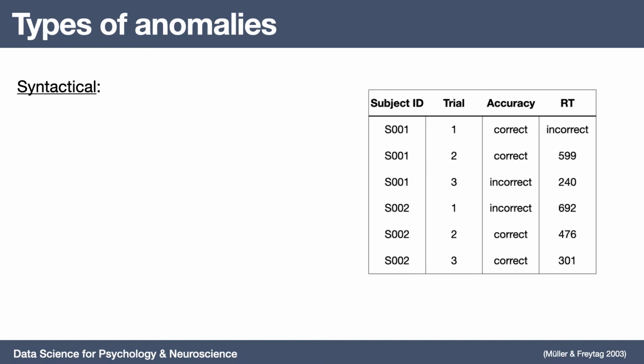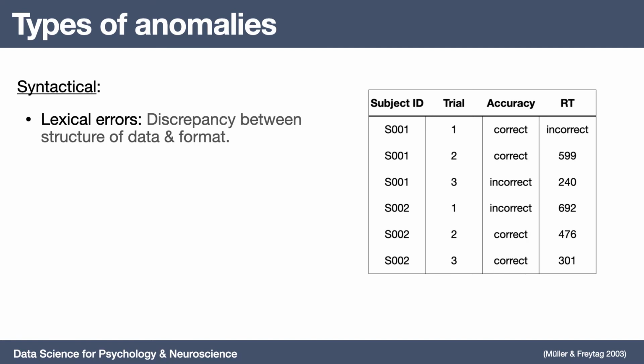First, let's think about syntactical anomalies. There are many different subtypes of syntactical anomalies. The first one that we go over are lexical errors. These are discrepancies between the structure of data and the format. So if you look at the table here on the right, in the reaction type column, there's actually an incorrect positioning of a trial from the accuracy column sitting in the RT column.